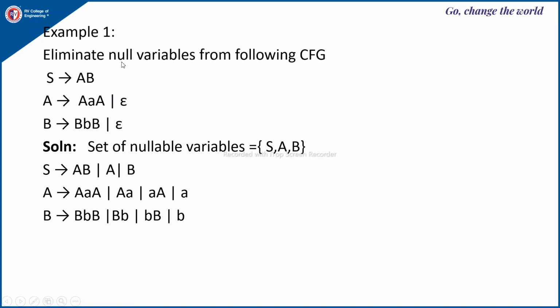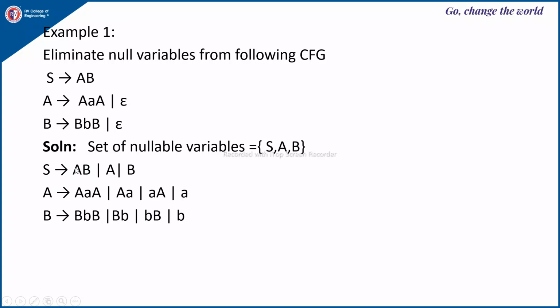So first example, eliminate the nullable variables from the following CFG. So these are the set of productions. You can observe directly A derives epsilon, so A is a nullable variable. B also derives epsilon, so B is also a nullable variable. And since both A and B are nullable variables, S will also derive a null production. So yes, A, B are the set of nullable variables. Now, how do we write the modified productions?